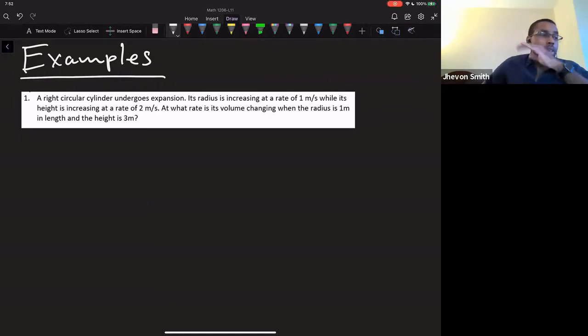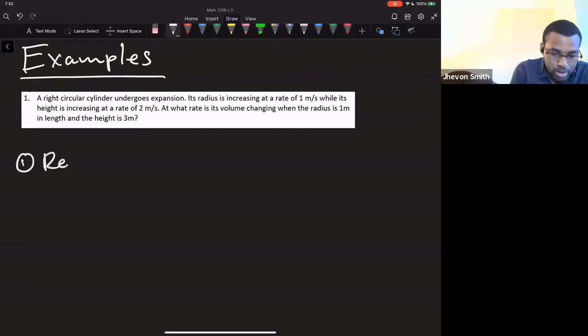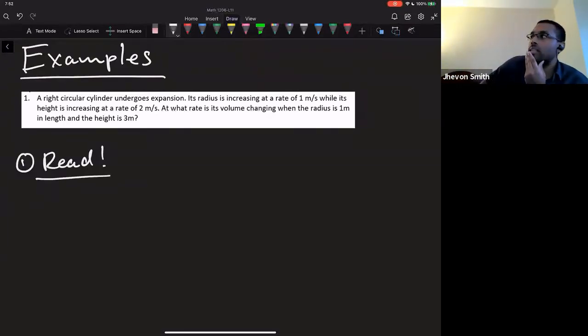So reading this, which is step 1, read, we see that it's a related rates problem. How do I know? They told me about some related quantities, the radius and the height of a cylinder. They told us how some of those quantities are changing. The radius is changing by this much, the height is changing by this much. And then what do they ask me? At what rate is the volume changing? They ask me about some rate that I don't know, right?